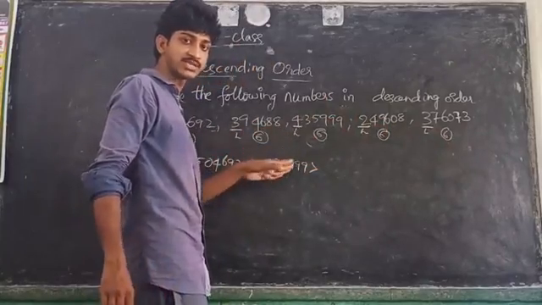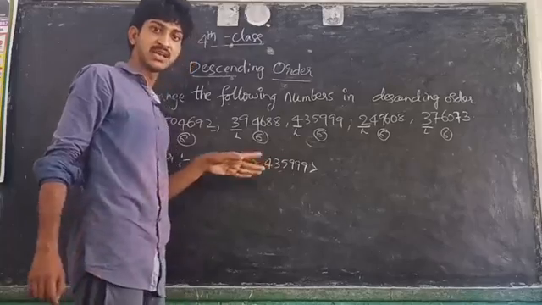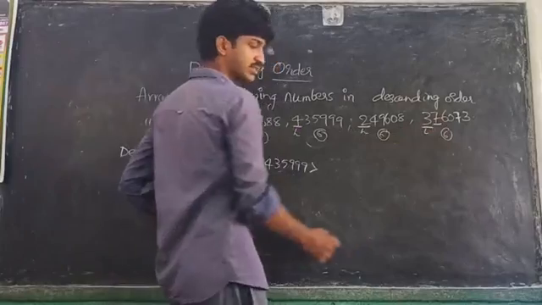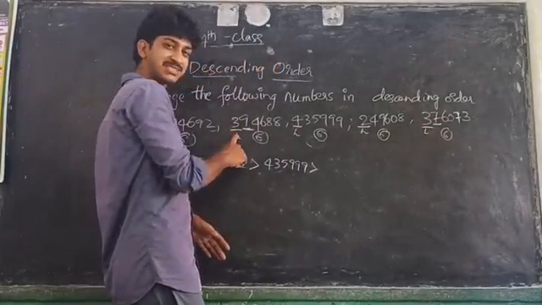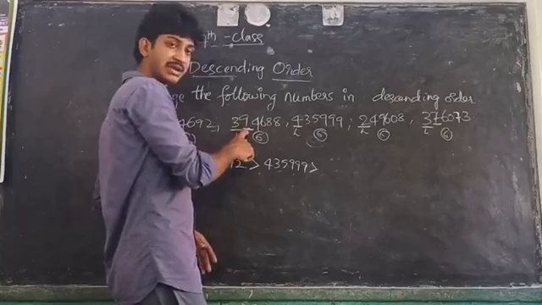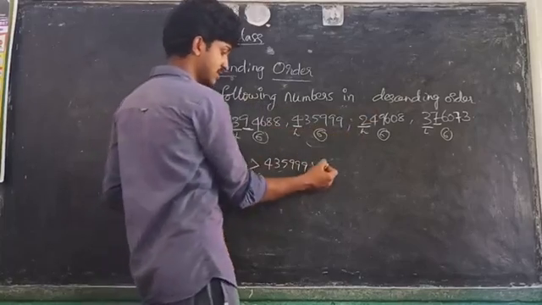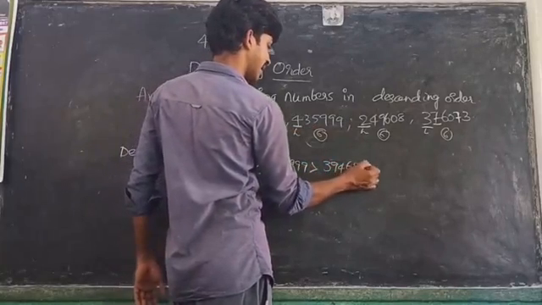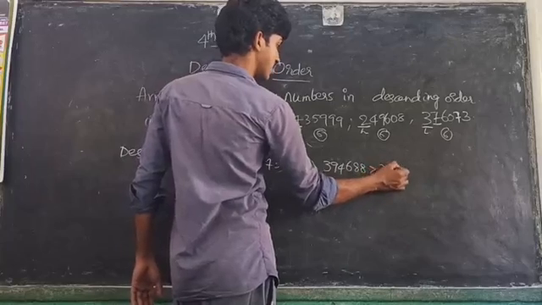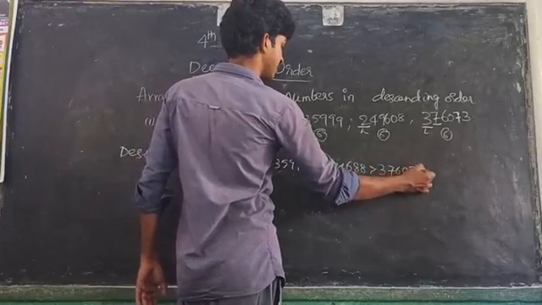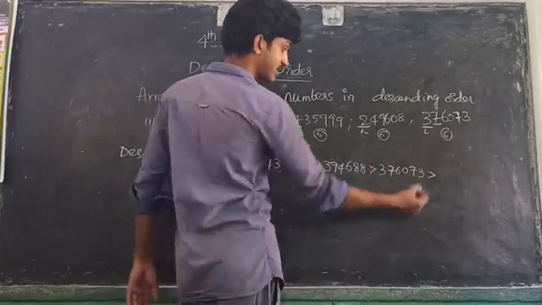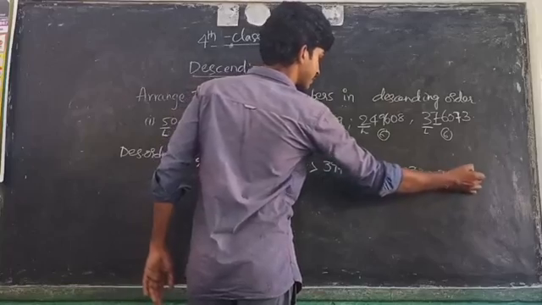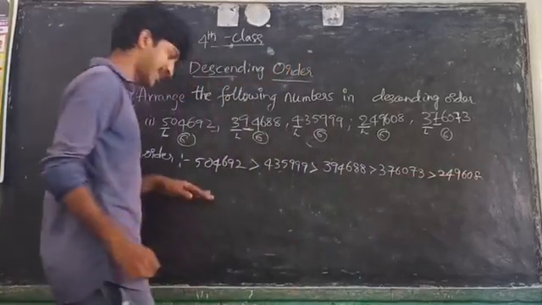Then go to the next highest place. What is the next highest place? The 10,000 place. So we have to compare this place now in these two numbers, because in the lakhs place we have the same number. So 9 is greater than 7. So the next highest number is 3,94,688, greater than 3,76,073, and the last number is 2,49,608.